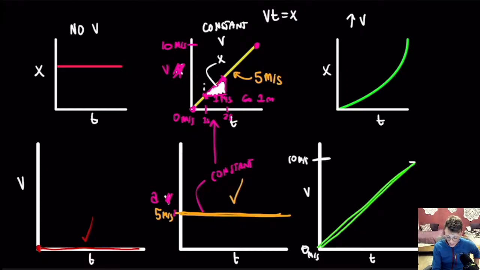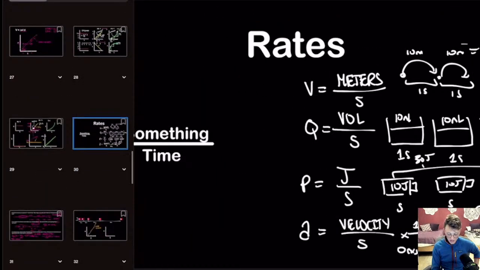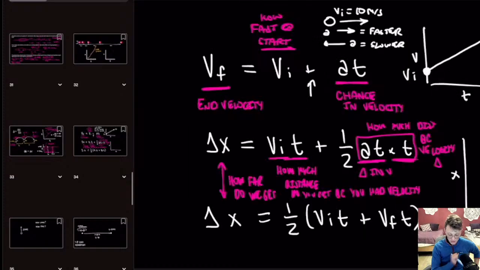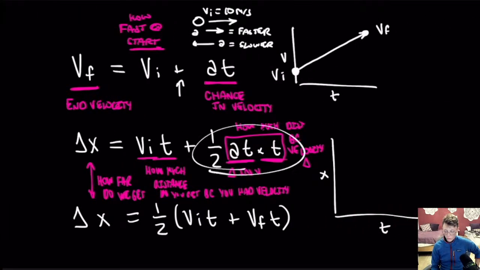Well, it's not a square. It's a triangle. And if we need to find that triangle amount, that is 1/2 base times height. So that 1/2 that is in this equation is accounting for the fact that our velocity is changing. And that's what we see right here. Hopefully this guy makes sense.